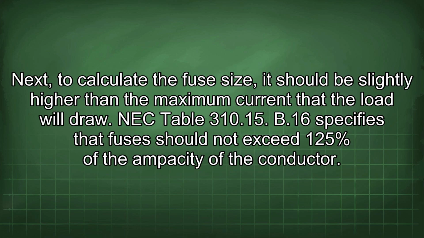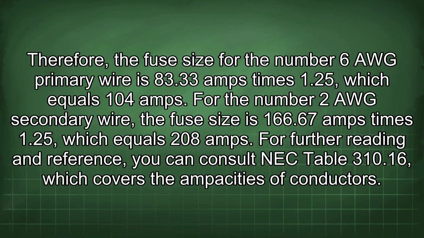Next, to calculate the fuse size, it should be slightly higher than the maximum current that the load will draw. NEC table 310.15 B16 specifies that fuses should not exceed 125% of the ampacity of the conductor. Therefore, the fuse size for the number 6 AWG primary wire is 83.33 amps times 1.25, which equals 104 amps. For the number 2 AWG secondary wire, the fuse size is 166.67 amps times 1.25, which equals 208 amps.